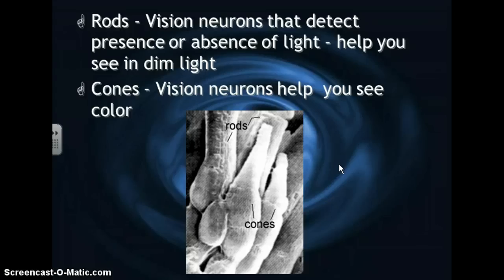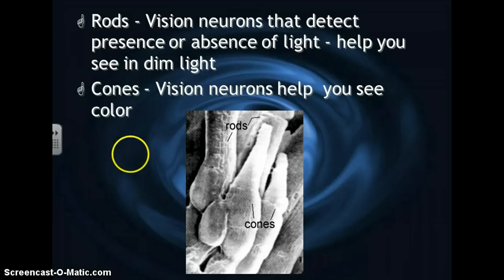Now, in the retina, we have rods and we have cones. Rods are vision neurons that detect the presence or absence of light. So these help you to see in dim light, whereas cones are vision neurons that help you to see color. So if you think about little orange traffic cones, they're very colorful. So you can try to remember that cones help you see color. And here is a picture. The rods, you can tell, are a little more rod-shaped, and the cones are more pointy.